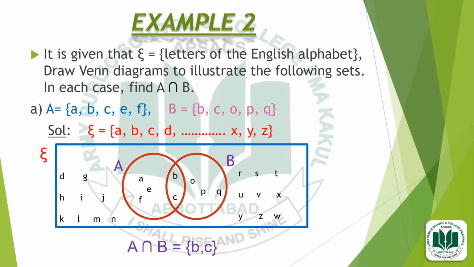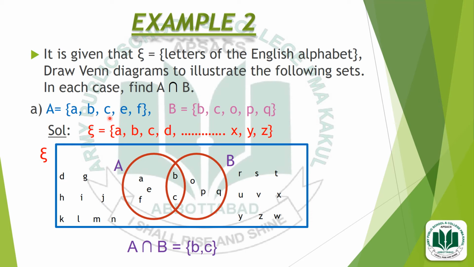Now in the next example, I have considered universal set which contains letters of the English alphabet, and I want to find out A intersection B of the two given sets. I have considered set A, which contains elements A, B, C, E and F. B contains elements B, C, O, P and Q. Now I want to know the relationship between these two sets, as I can observe that there are two common elements, B and C, present between A and B.